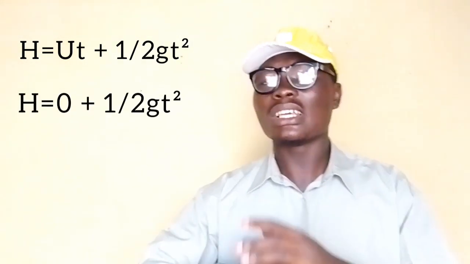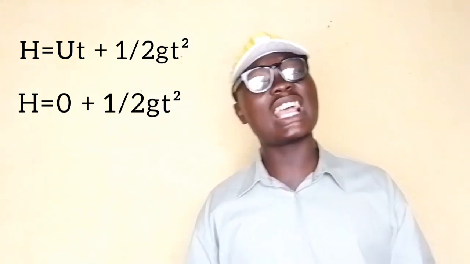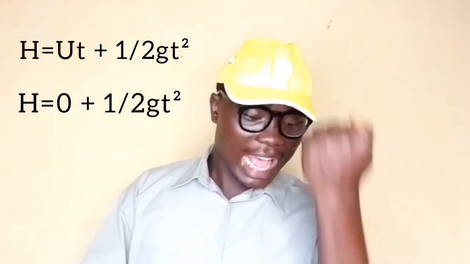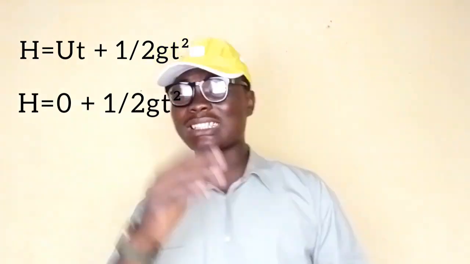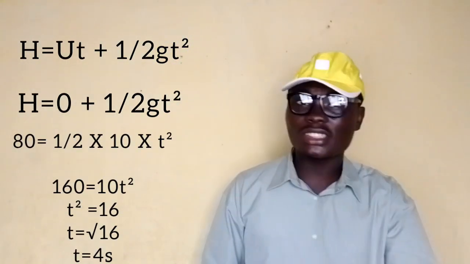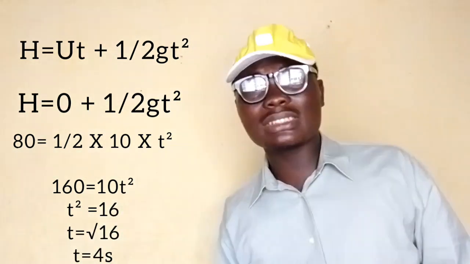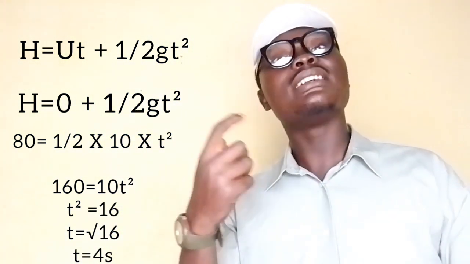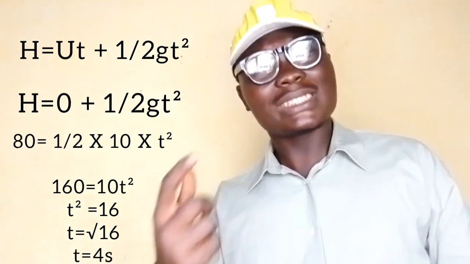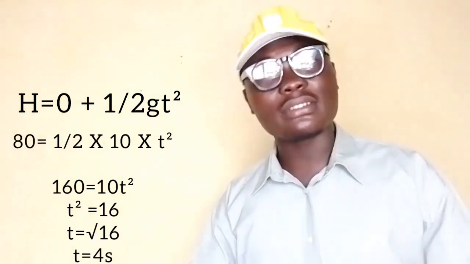Automatically ut becomes 0. What am I left with? h = ½at². The h there is the height of the cliff, which is 80 meters. By the time you do the calculation, as you can see on the screen now, you should end up with time equals 4 seconds. So it took the projectile a time of 4 seconds to get to the ground level.